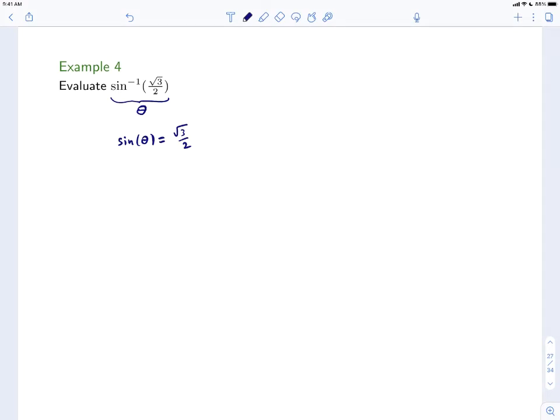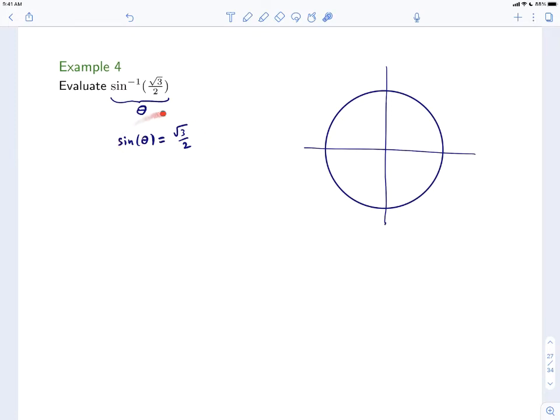Well, how are we gonna figure this out? Well, let's draw a circle and let's give it some axes here. Now, this is the unit circle, and we're interested in where the y value is square root of 3 over 2, because remember sine is the y value. So where's that going to be? Well, one such value is right here, when theta is pi over 3.